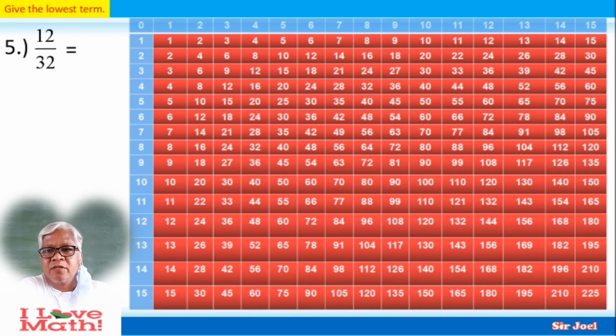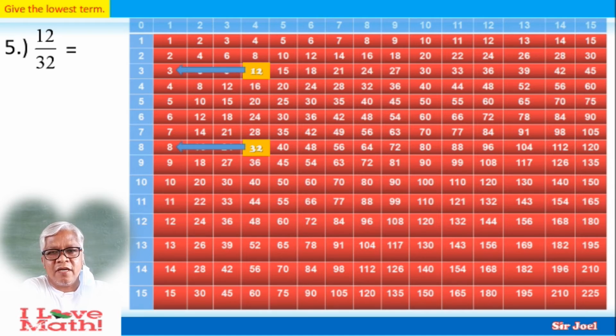Example number 5. 12 over 32. So katulad ng ginawa natin sa numbers 1 to 4, hanapin natin yung 12 and 32 sa iisang column. Okay? So sige nga, itry nga ninyo nasaan ang 12 and 32. Ayun. Siya ay nasa column number 4. Tama? Okay? Meron pa ba kayong nakikita na 12 and 32? So kung wala na, nasaan ang 12 and 32? Nasa column number 4.